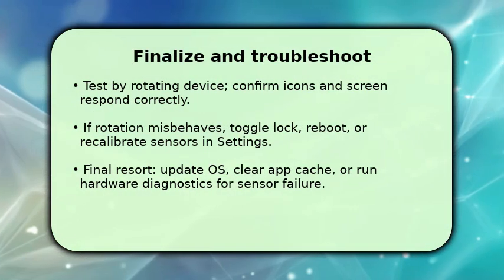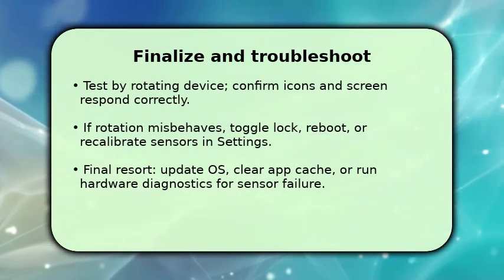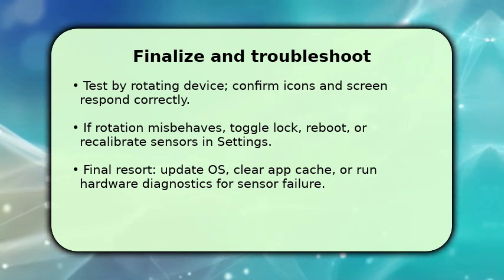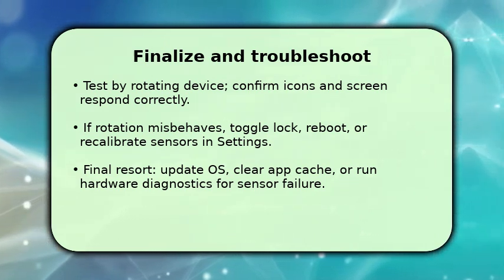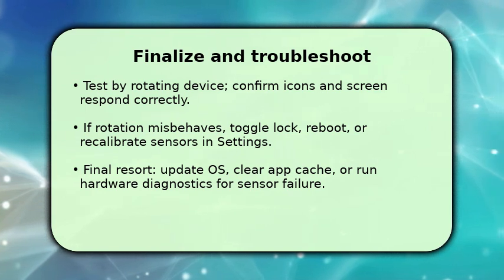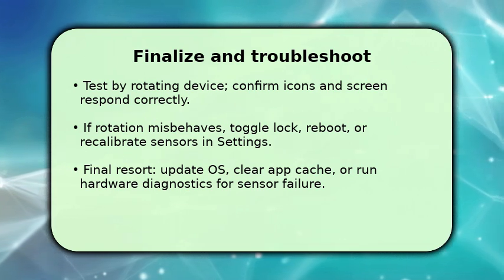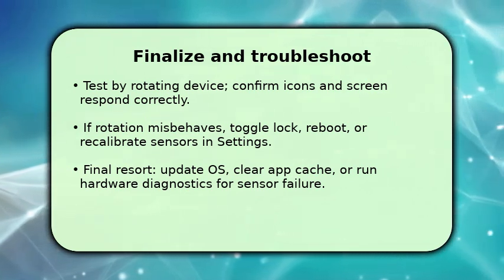Finish by testing and addressing problems quickly. Rotate your device to verify the lock prevents or allows rotation as intended, and make sure the quick settings or control center icon matches behavior. If things go wrong, toggle the lock off and on, then reboot. Many sensor glitches clear with a restart.